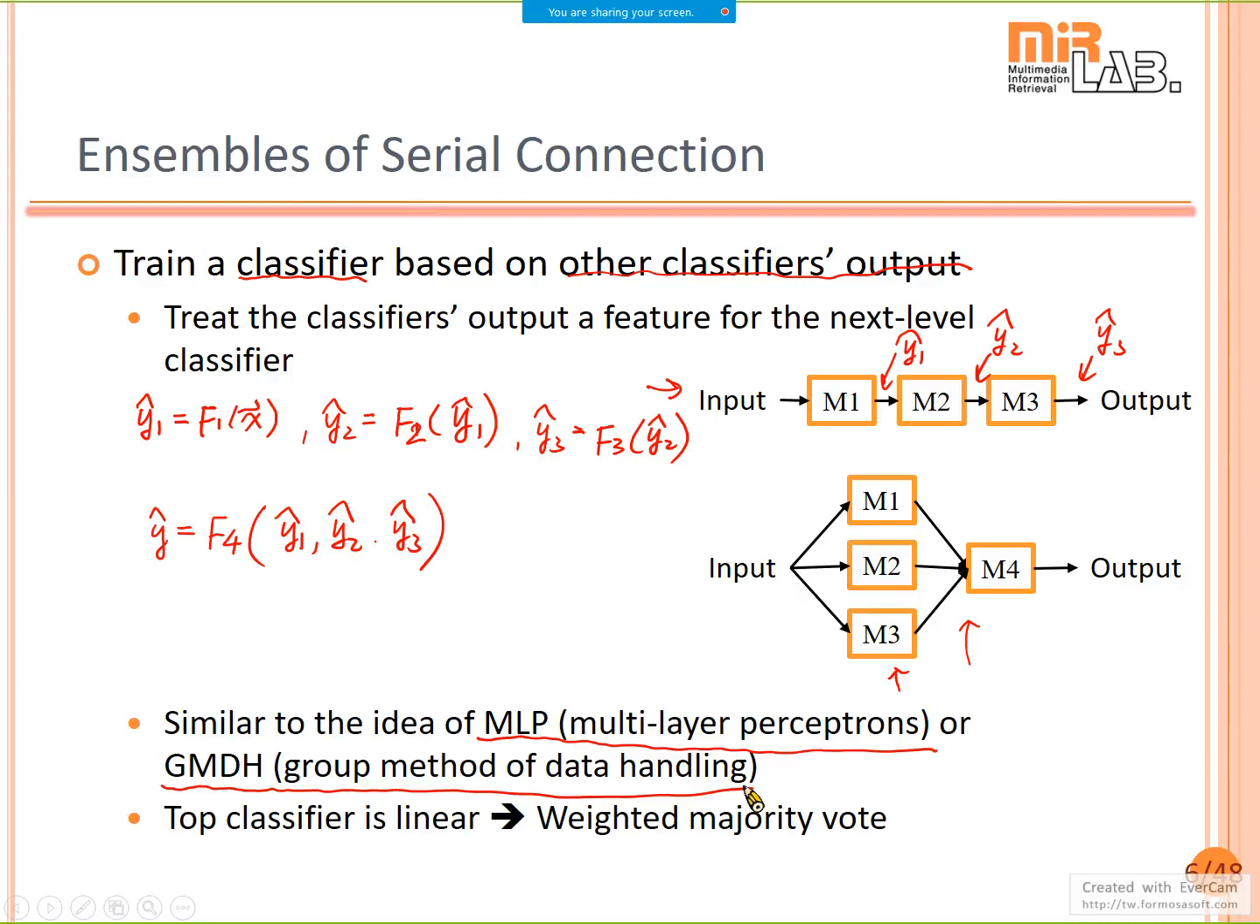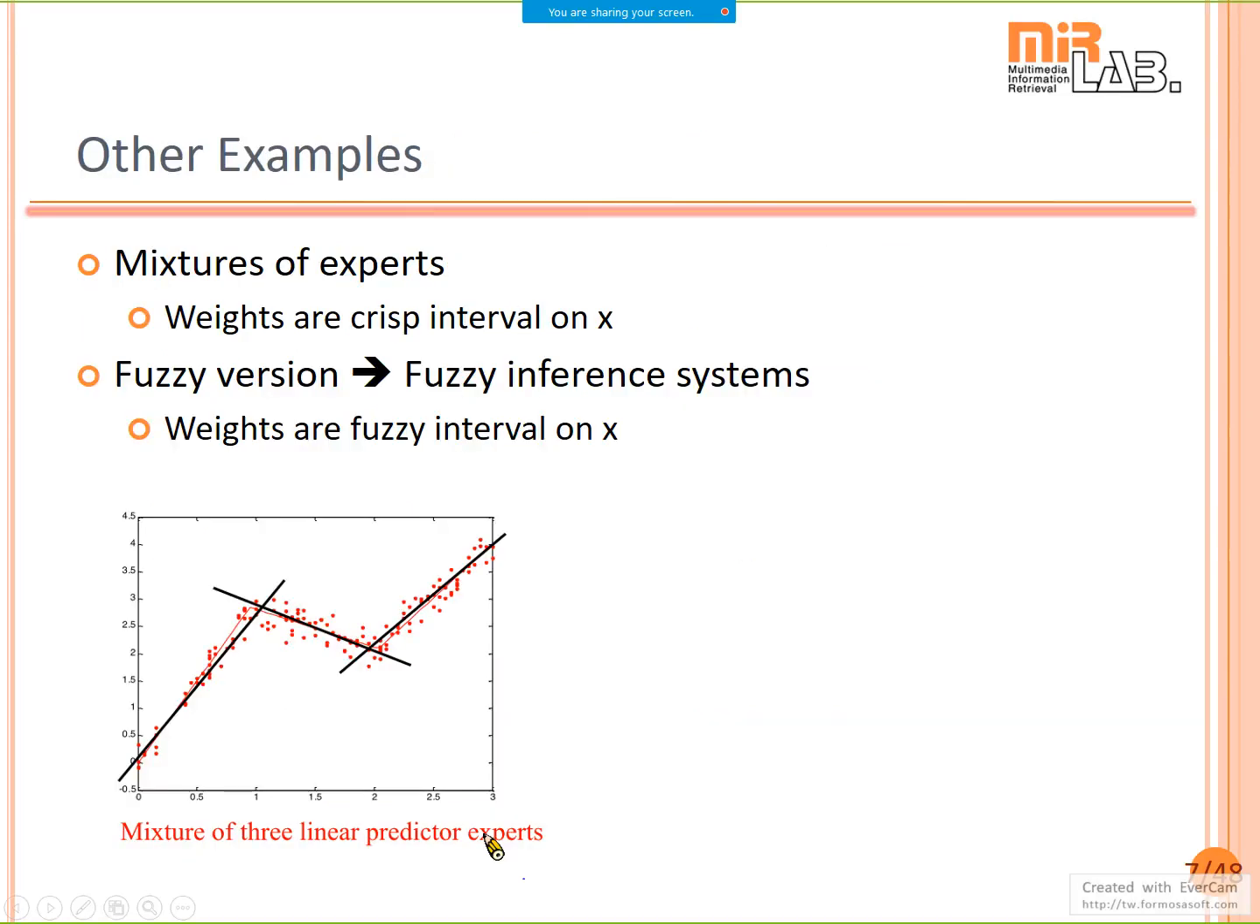And in particular, when I say top, it should be last. When the last classifier, for instance this one, is linear, then it becomes a weighted majority vote, because it's taking the input from the previous layer and doing a linear or weighted sum of the outputs from the previous layers. So this is a simple introduction to ensembles of serial connection and parallel connection.